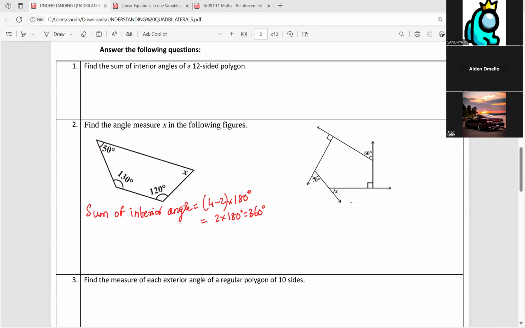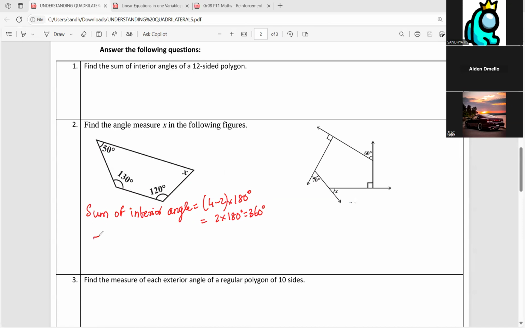So see, Aidan told 540. If it is 5 sides, then it would be correct. But that's why I told you to count it. By seeing it, it looks like 5 sides. They give it like that to check whether you are counting or not. So this is 4 sides only, so 360 is the sum of interior angles.